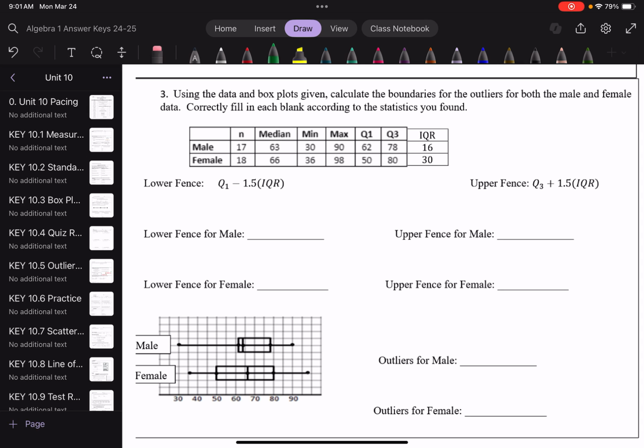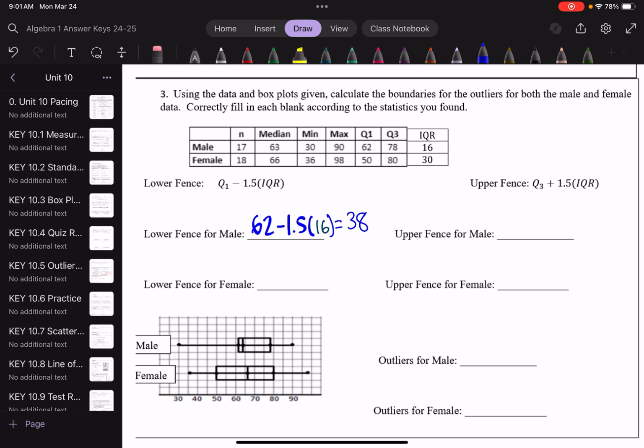So we need to calculate the lower fences for the males. In order to do this, I'm going to take the Q1 for the males, which was 62, and subtract 1.5 times the IQR for the males, which is 16. So I've got 62 minus 1.5 times 16. This means my lower fence for the males is at 38.